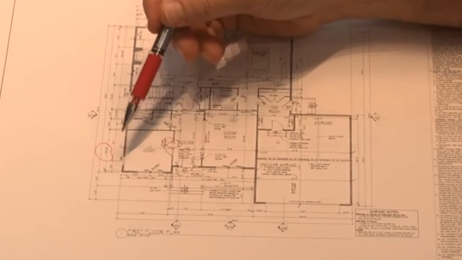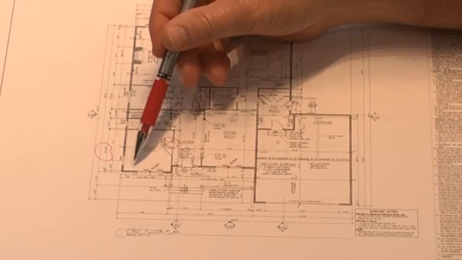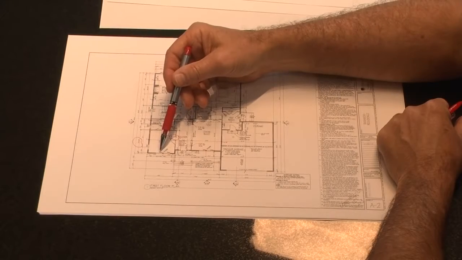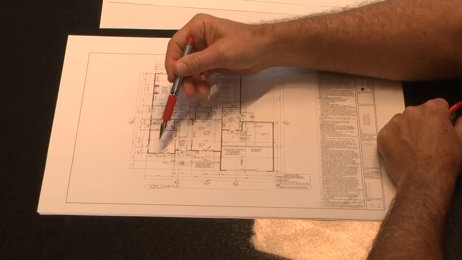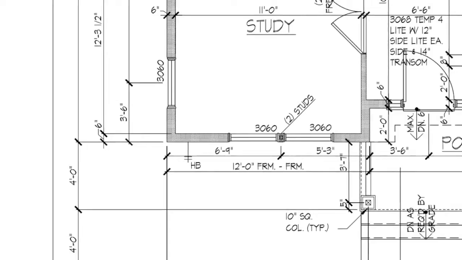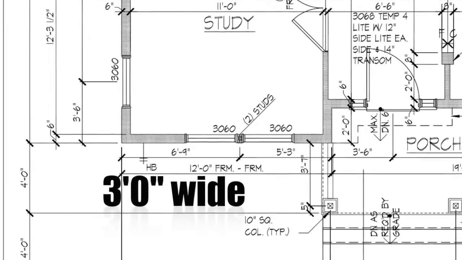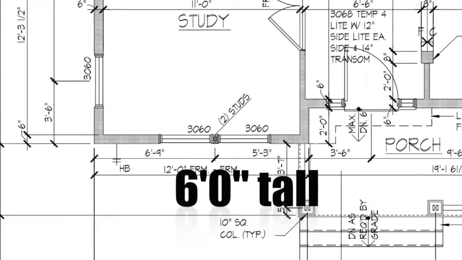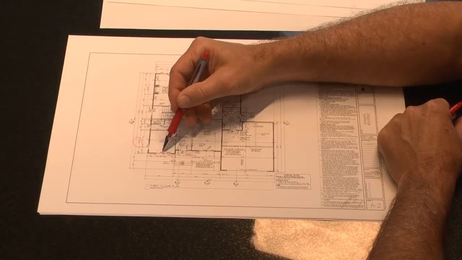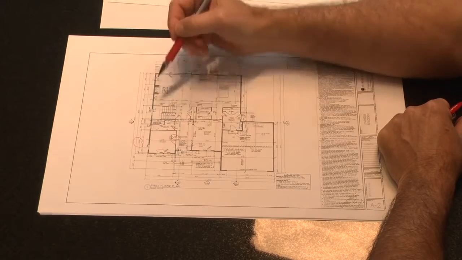You'll also notice there's going to be window sizes throughout the floor plan and door sizes. Window sizes and door sizes are always width and then height. So in this case, where you see a 3060, it means the window is 3 feet 0 inches wide by 6 feet 0 inches tall. It just so happens there's 2 windows next to each other, so there's 2 3060 windows on this front elevation.